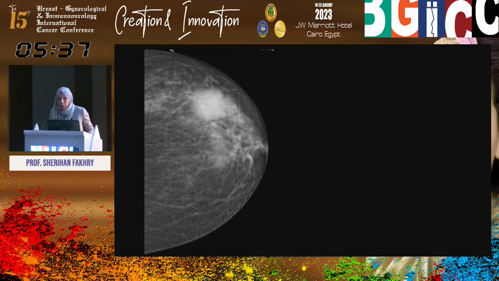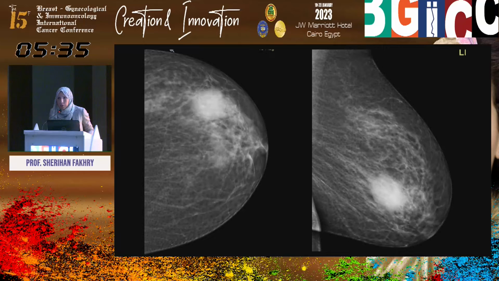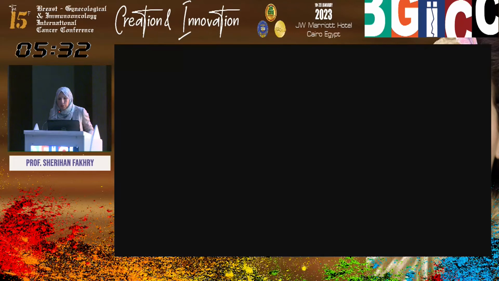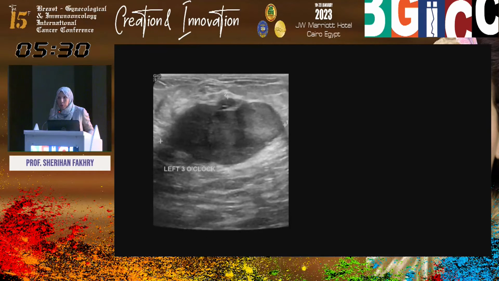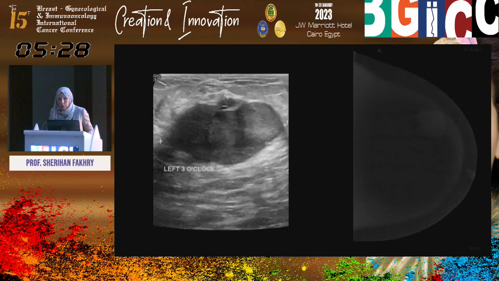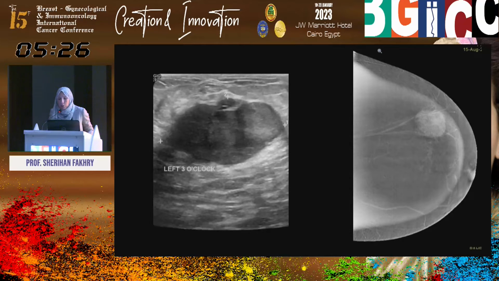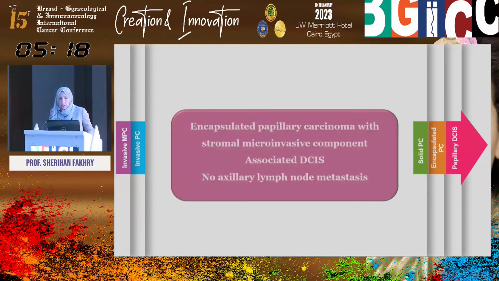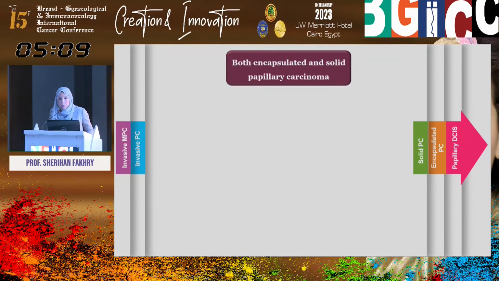In this case, mammography showed a rounded lesion on the right side with indistinct margin. By ultrasound, there was a circumscribed hypoechoic lesion that shows a rather homogeneous enhancement on contrast enhanced mammography, yet with a linear non-mass enhancement, and pathology revealed encapsulated papillary carcinoma with a microinvasive component and associated DCIS.